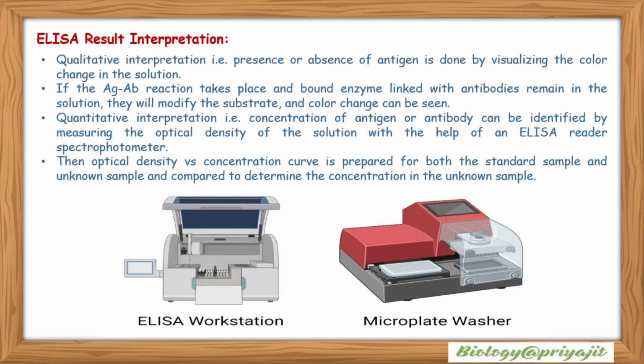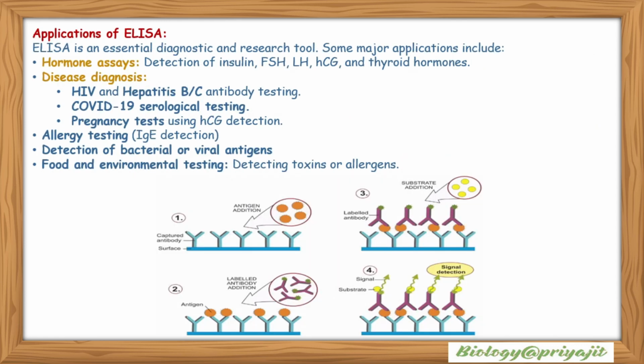ELISA result interpretation. Qualitative interpretation, that is the presence or absence of antigen, is done by visualizing the color change in the solution. If the antigen-antibody reaction takes place and bound enzyme linked with antibodies remain in the solution, they will modify the substrate and color change can be seen. Quantitative interpretation, that is the concentration of antigen or antibody, can be identified by measuring the optical density of the solution with the help of an ELISA reader spectrophotometer. The optical density versus concentration curve is prepared for both the standard sample and unknown sample and compared to determine the concentration in the unknown sample.